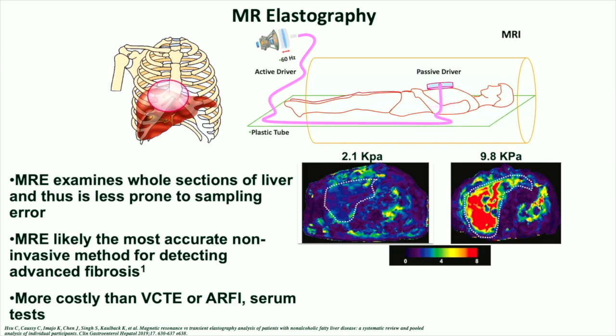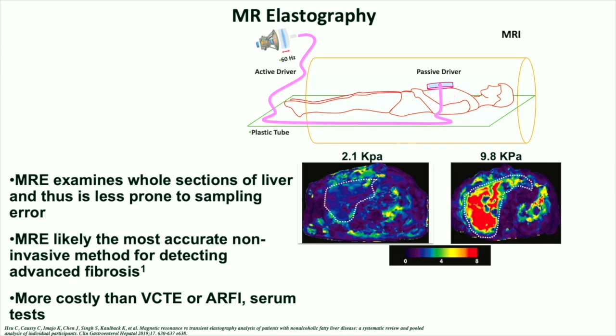Then there is MR elastography, which is what we use quite a bit at our institution. You have an MR, you don't need contrast, but you have this active driver and this passive driver you attach to the chest, and they generate these impulses here. And the nice thing about MR is, unlike elastography that is shear wave or vibration controlled, you get a much larger region of interest here.